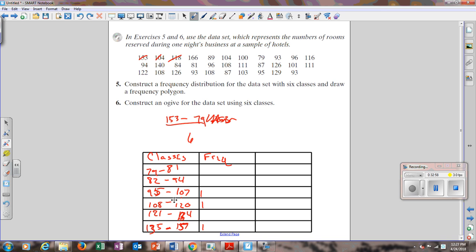166 is our real highest number. I think you guys get the point of this. It's not working out for me right now. 166 was our real highest number. So you have to do 166 minus 79 divided by 6.